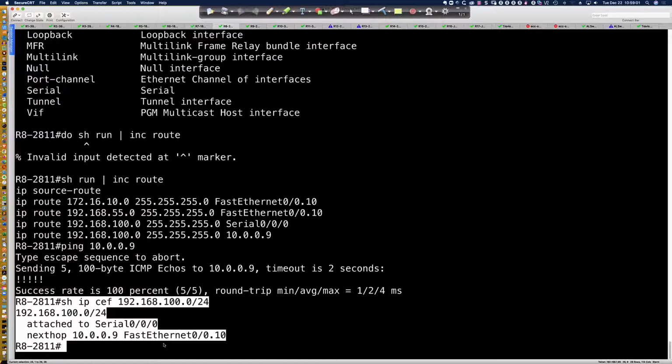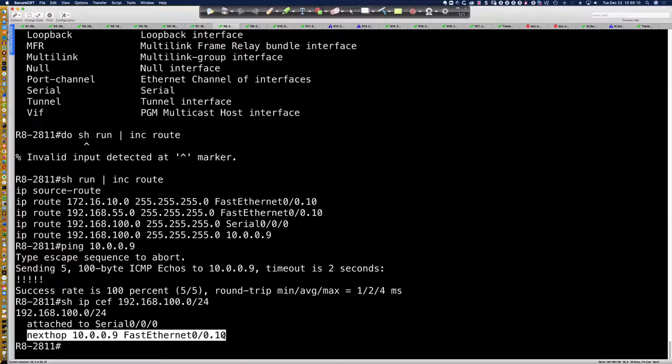Cisco Express Forwarding, CEF, already knows, right, that you can see that we're attached to the serial interface. It knows the next hop information here. Take a look at that. It knows that the next hop 10.0.0.9 goes out what interface. And so as Cisco Express Forwarding is building these two tables, the adjacency table and the FIB, the forwarding information base, it already knows the next hop.